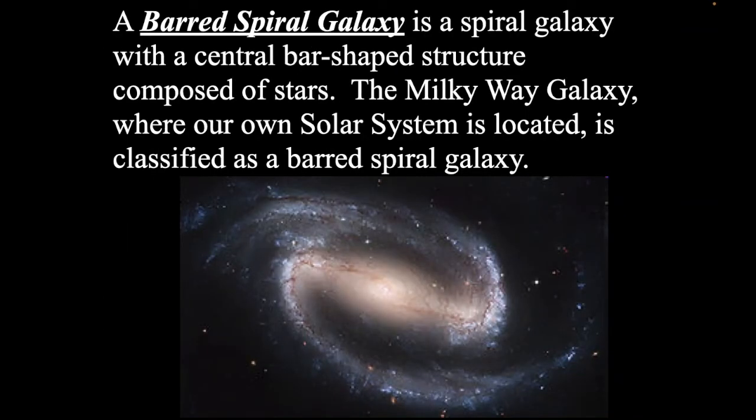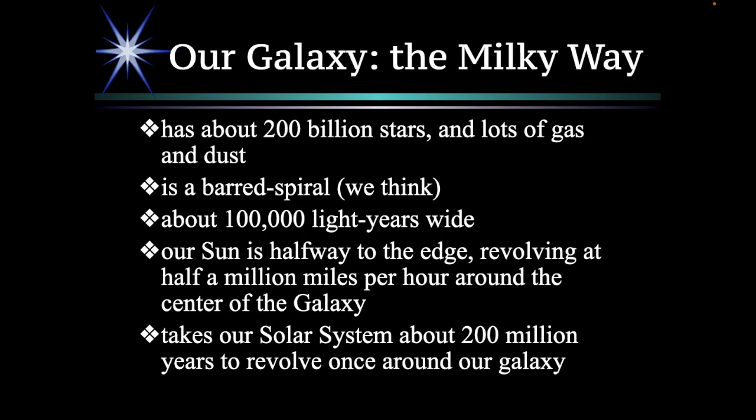Then you have the Barred Spiral, which is a specific type of spiral. The Barred Spiral would be very similar to what we have in the Milky Way galaxy. Our own solar system is located in this type of Barred Spiral galaxy. And as we're talking about the Milky Way, there are 200 billion stars. We believe it's a Barred Spiral. It is believed to be 100,000 light years wide.